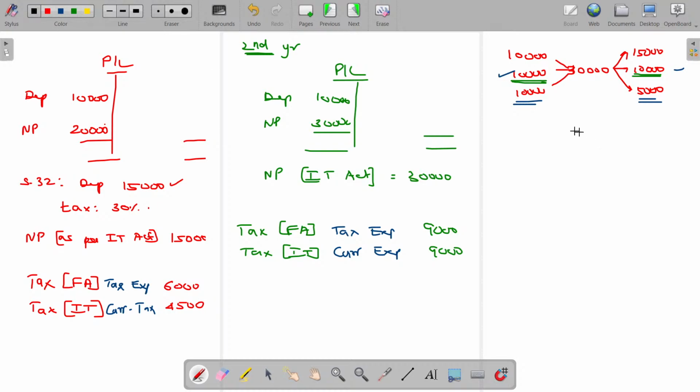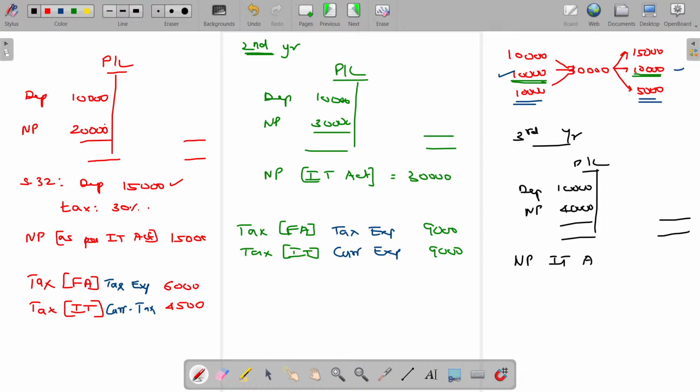In the third year, assume depreciation being 10,000 and your net profit being 40,000. Now find out the net profit for the IT purpose. 10,000 debited as per the financial accounts record, but for the taxation purpose you have to debit only 5,000. If you are debiting lesser than the amount actually debited, the profit will be increasing by 5,000 rupees. You should not debit 10, you have to debit only 5,000. Then automatically the profit being 45,000.